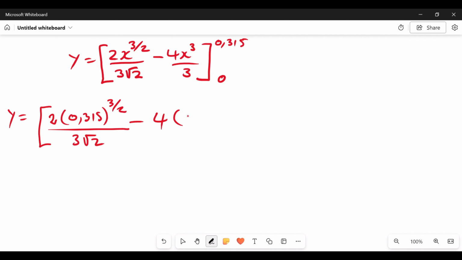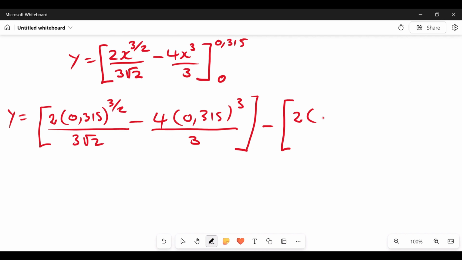And then we have 0.315 to the power of 3 divided by 3. This here is the upper limit minus the lower limit. This time around, wherever there is x, we substitute with the lower limit. We have 2 and then 0 to the power of 3 over 2 divided by 3 root 2 minus 4. Wherever there is x, we put 0 to the power of 3 divided by 3.